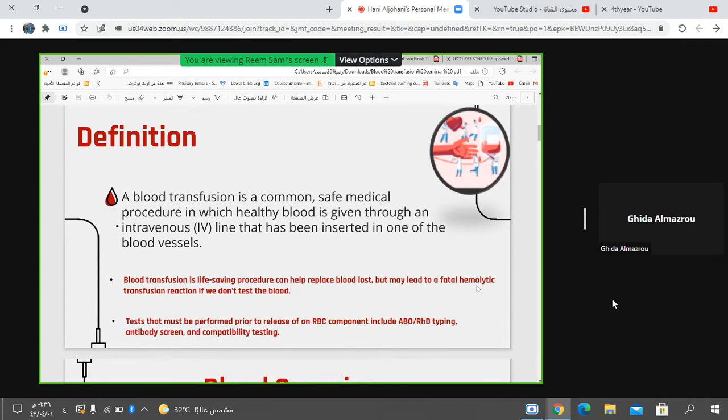A blood transfusion is a common, safe medical procedure in which healthy blood is given through an IV line that has been inserted in one of the blood vessels. Blood transfusion is a life-saving procedure that can replace blood loss, but it may lead to fatal hemolytic transfusion reaction if we do not test the blood. Tests that must be performed, of course, prior to the release of RBC components, including ABO, RH typing, antibody screen, and compatibility testing.